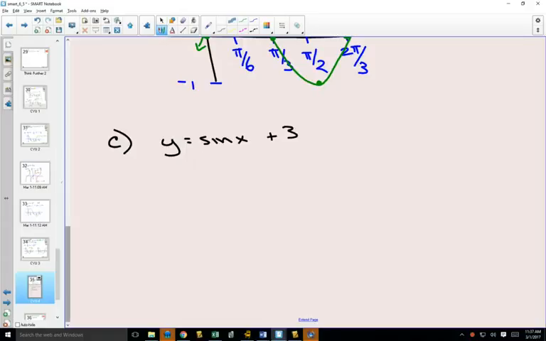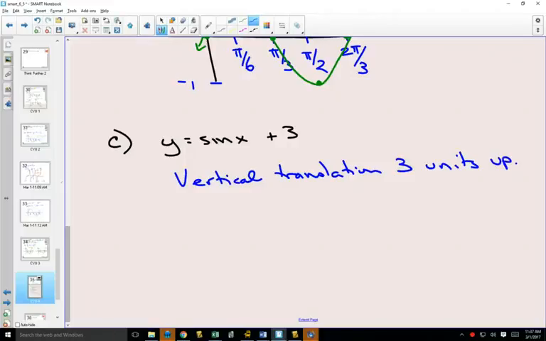And the last one was looking at what would happen if we had sine x plus 3. If we were describing this, this is a vertical translation. Three units up. And what does that do in particular to our graph?